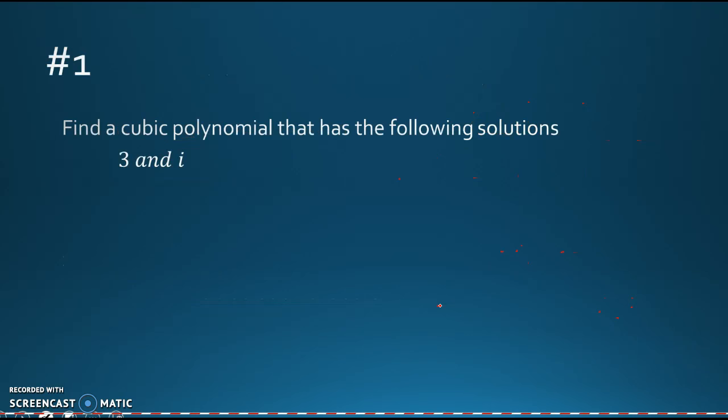Let's start with number 1. We have 3 problems to work on today. Find a cubic polynomial that has the following solutions. Well, 3 is a solution, so is i, but if i is a solution, so is negative i. And so we really have 3 solutions, which means we're going to have 3 factors. One of them is x minus 3. The other one is x minus i, and the other one is x minus negative i, which is x plus i.